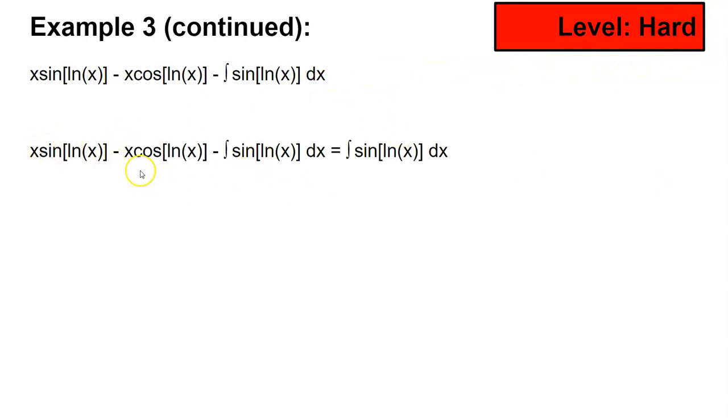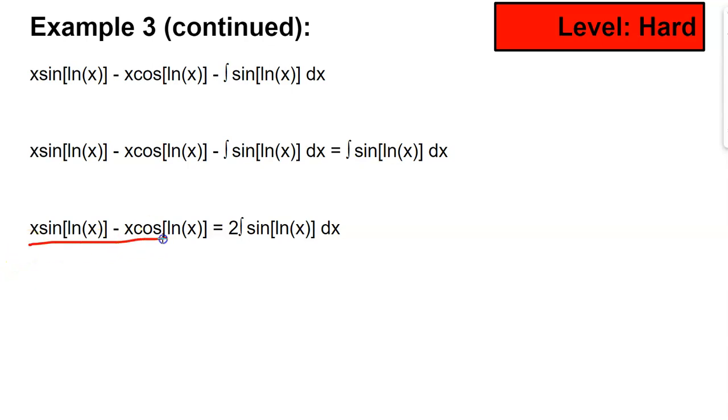We have our whole expression equal to the integral of sine of ln of x dx. So what do we do from here? Well, these two terms are the same. So what can we do? We can actually add this whole integrand, I'm not going to write it out, to this side right here. And when we do that, we get x sine of ln of x minus x cosine of ln of x equals 2 times the integral of sine of ln of x dx. And then what you do from here is just divide by 2, so we're just left with this amount.